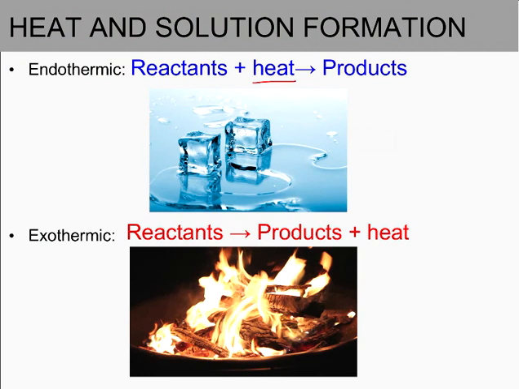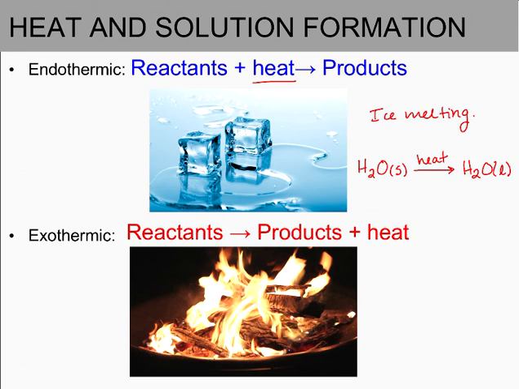But for example, an endothermic process is ice melting. So ice does require heat in order to melt, or it requires a certain temperature, right? So we could write this as a chemical equation where water starts out as a solid, and then we add some heat and it turns into a liquid. So again, even though this process requires heat, it is spontaneous at certain temperatures.